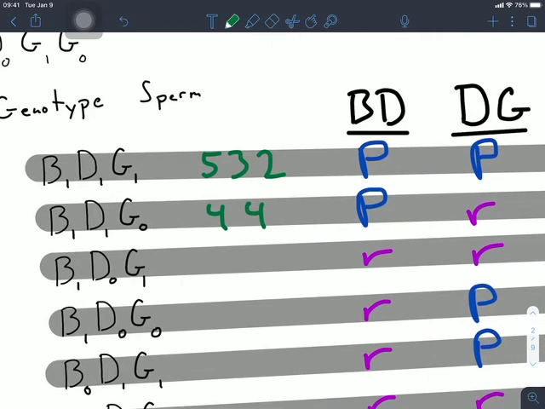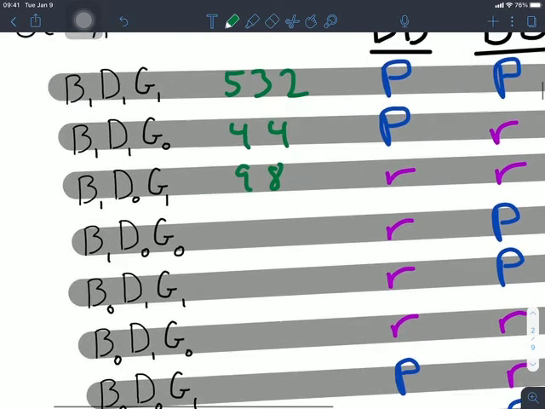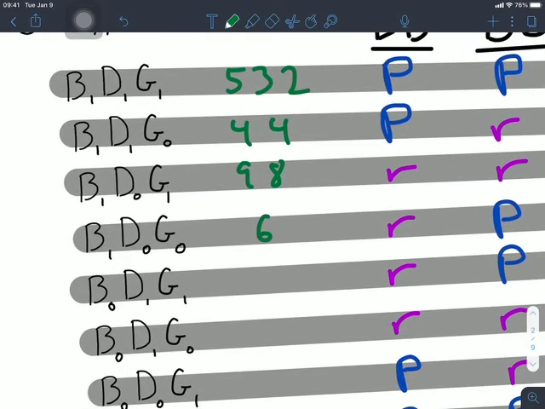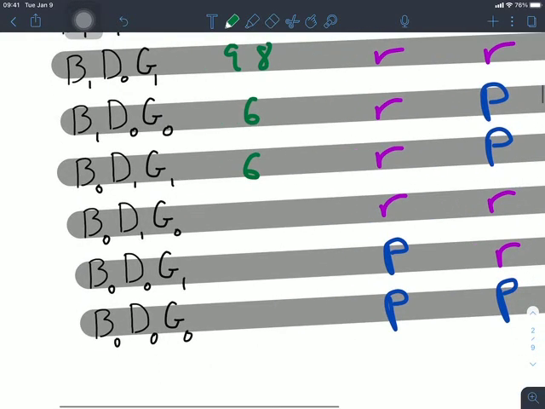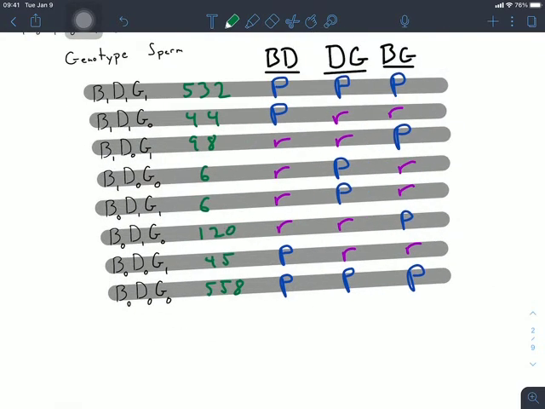532, 44, 98, 6 of these, 6 of these. Immediately, snap my fingers. What do you notice when you see 6? That should be where your double recombinants are. They look much, much less frequent than all of our other classes. Rounding that out, making sure that nothing goes below 6, we see 120 here, 45 here, and 558 of our complete parentals.